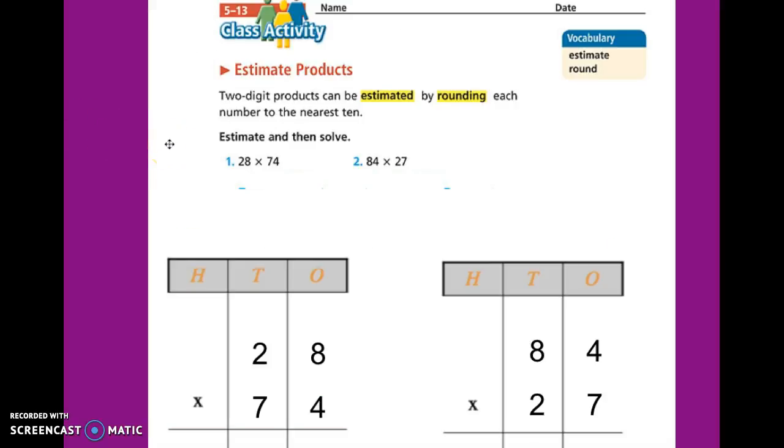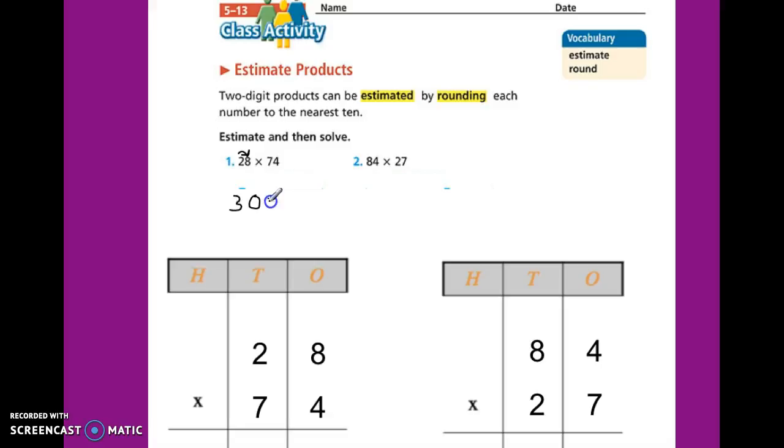Now, we've already talked about estimating and rounding earlier in this chapter, but we're going to continue to talk about it as we look at estimating two-digit by two-digit multiplication. So it asks us to both estimate and then solve our numbers. First I'm going to go ahead and round these numbers, and remember our trick. I look at the digit next to it, and if it's 5 or above, then we round the number up. So 28 is going to become 30.